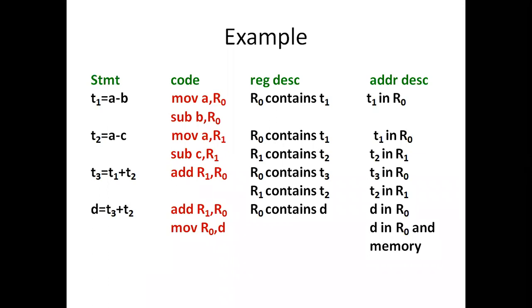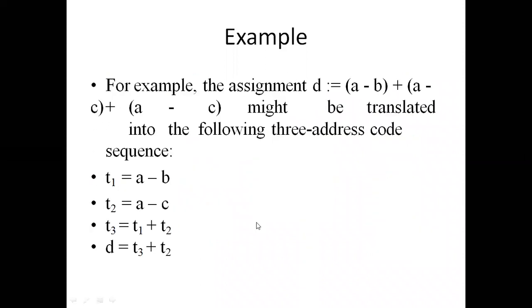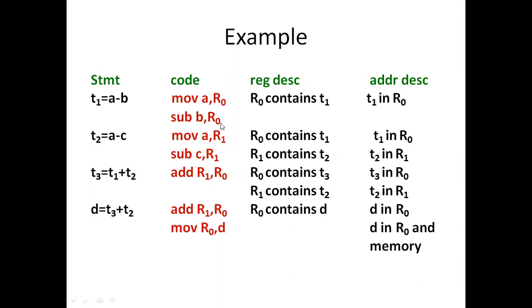We are not implementing or solving or computing anything here. From the expression, first you need to write the three address code sequence, and then represent the table like this. The table consists of mainly four columns: the translation statements, which we can also call intermediate statements or three address code statements, the target code sequence, register descriptors, and address descriptors.